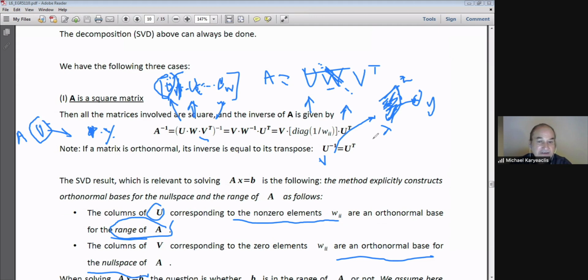Now, for the same reason that we had a basis for the range in here, we also have a basis for the null space. So the null space here has a certain dimension. It corresponds to the number of elements in W that are in fact zero.